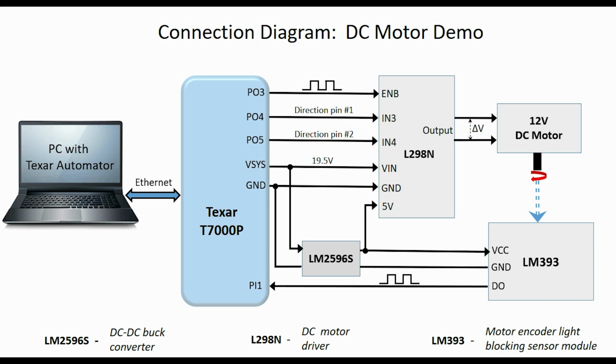We are using PO3 of T7000P to provide a pulse signal to ENB line. PO4 and PO5 are used as digital outputs to provide signals to IN3 and IN4. In order to control the speed and direction of the DC motor, we only need to control the PO3, PO4, and PO5 signals. The LM393 sensor module generates a pulse signal, the frequency of which is proportional to the motor speed. The frequency of this pulse signal is measured using PI1 of T7000P.